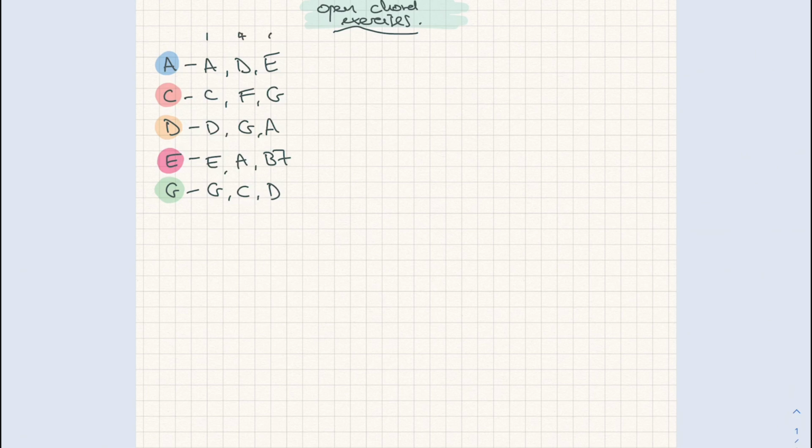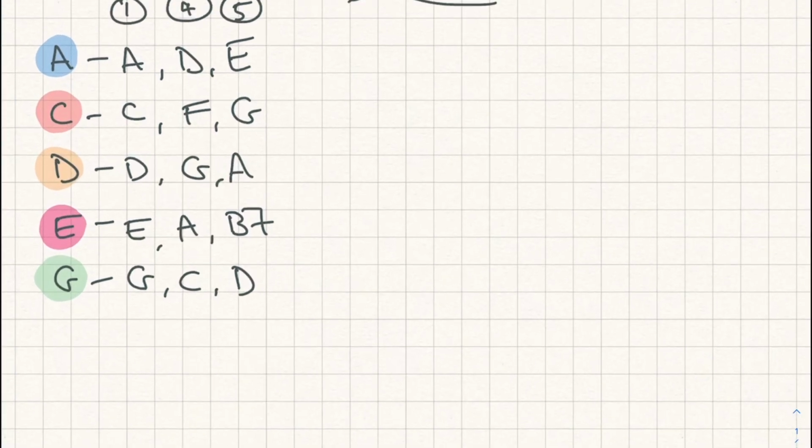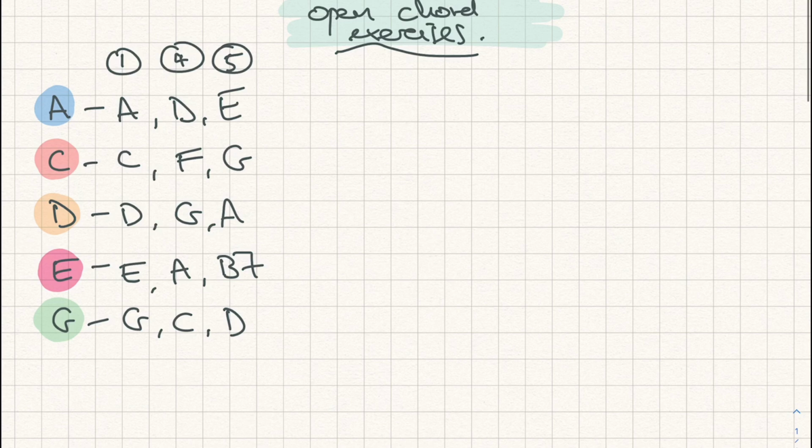Each of these chords is given a unique identifier. 1, 4, and 5. So what that means is when I play in the key of A, chord 1 in the key of A is A. You'll always notice the chord 1 is the same name as the key. Chord 4 in this case, because we're only dealing with A right now, is D. Chord 5 is E.